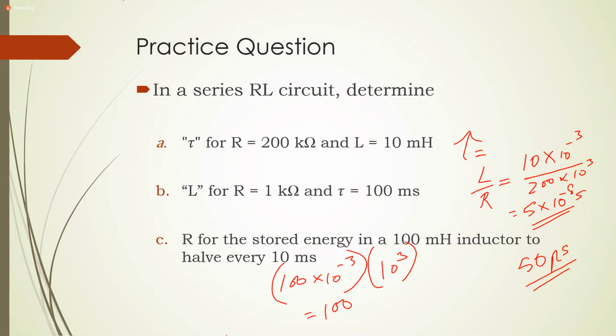So 1,000. It's 100 times 10 to the minus 3 times 10 to the 3. All right, it's 100 henries, all right?